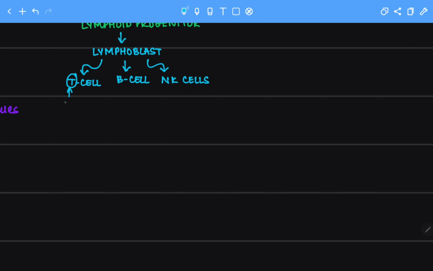T stands for thymus. So T cells develop in the thymus. B stands for bone marrow, hence B cells develop in the bone marrow. And NK are natural killer cells.